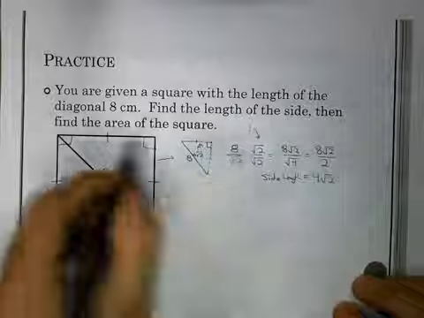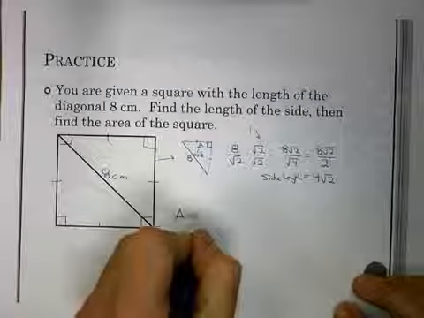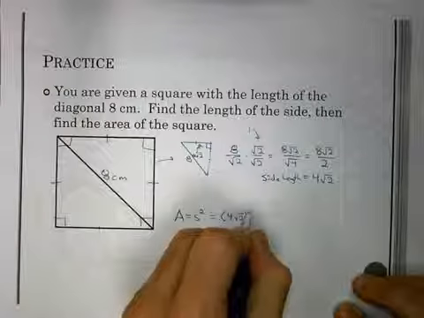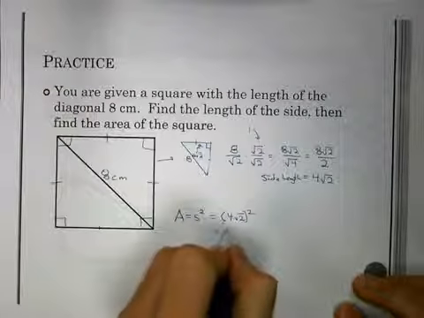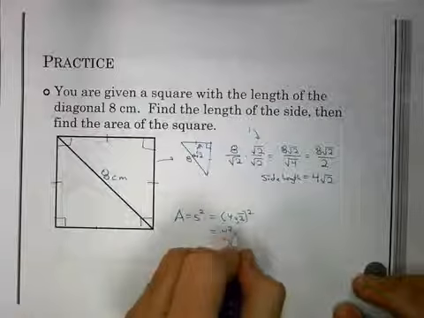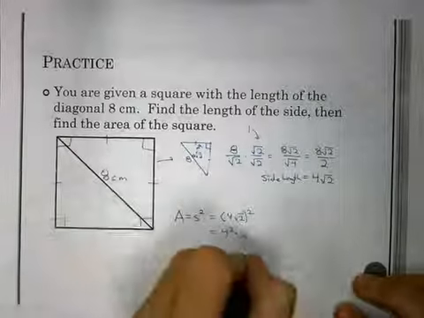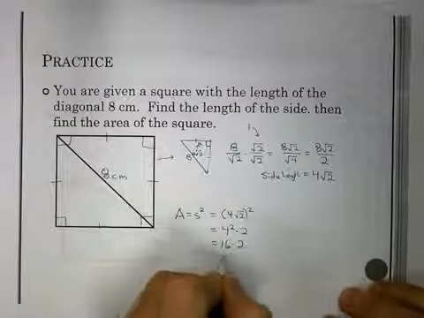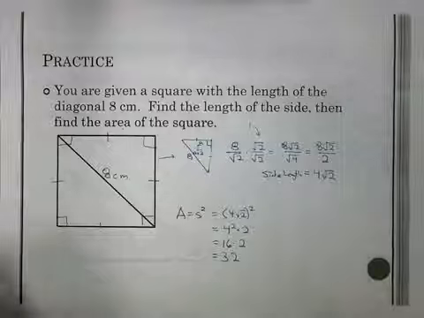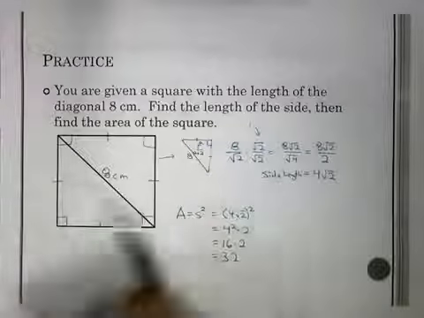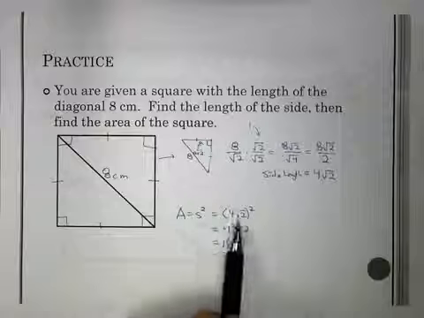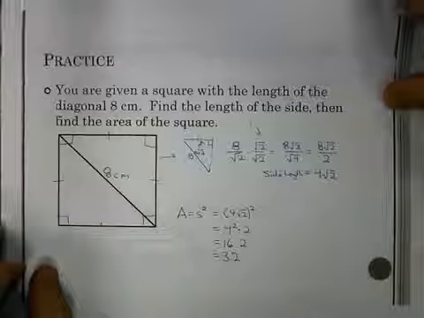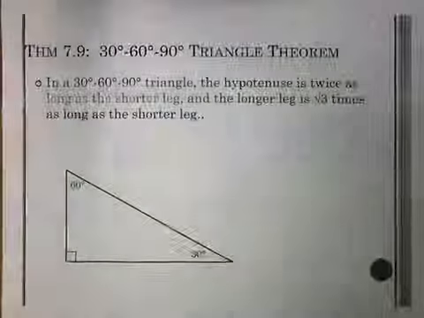Okay, now though, they want the area of the square. The area of a square is the side length squared, or 4 root 2 squared. That's going to be square the first number, and then square root of 2 squared, the square and root kind of cancel each other out. I get 16 times 2, or 32 as the area. So the side length was 4 root 2 because we had to simplify the radical. Then the area, we plug that in and square it, and we get 32. Now that's some good practice with the 45, 45, 90.